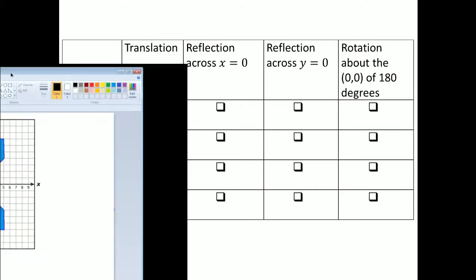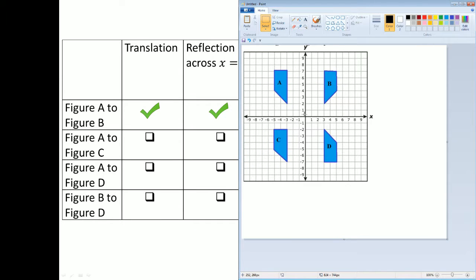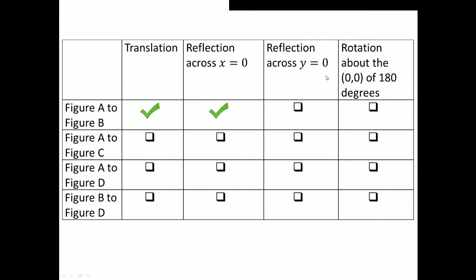That is a translation. Okay, next one, we would say it's also a reflection across x equals 0, right? Because here, that line is x equals 0, it flips right there. That's the flipping, that's the reflection across x equals 0. It does not reflect across y equals 0. It's not also a rotation. What about A to C?